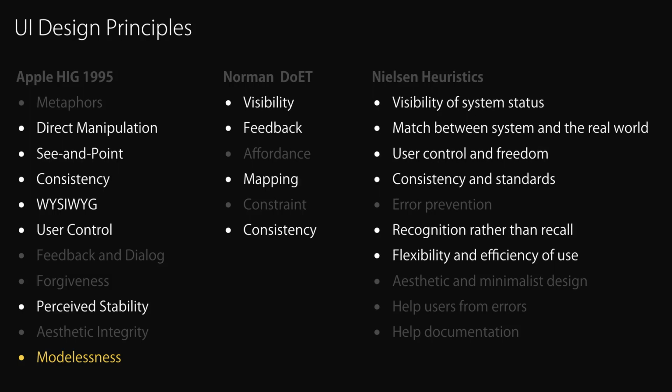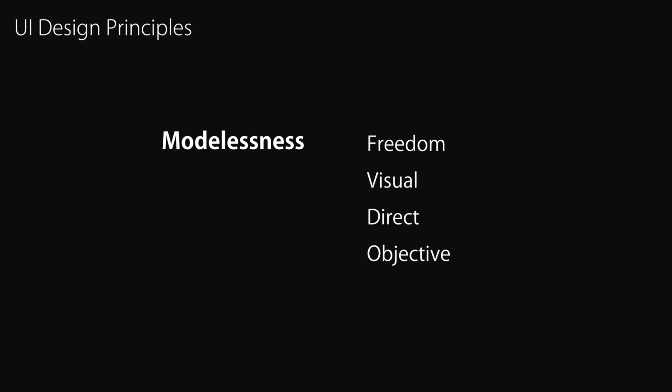For example, direct manipulation. It means modeless. Or see and point. If you cannot see or point at it, you cannot directly manipulate. So it means modeless. Or user control. What you see is what you get. Everything is talking about modelessness, I thought. So modelessness, it's hard to pronounce, is super important, I thought. So what it means: roughly freedom, visual, direct, and objective, I think.